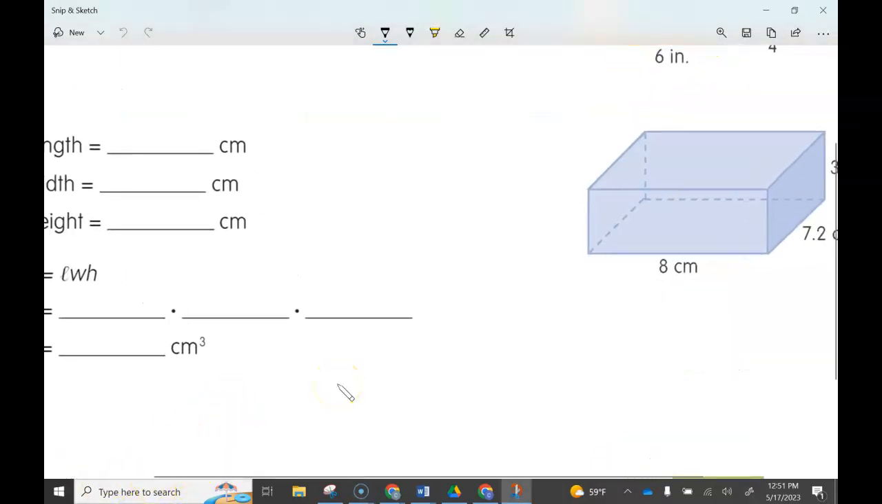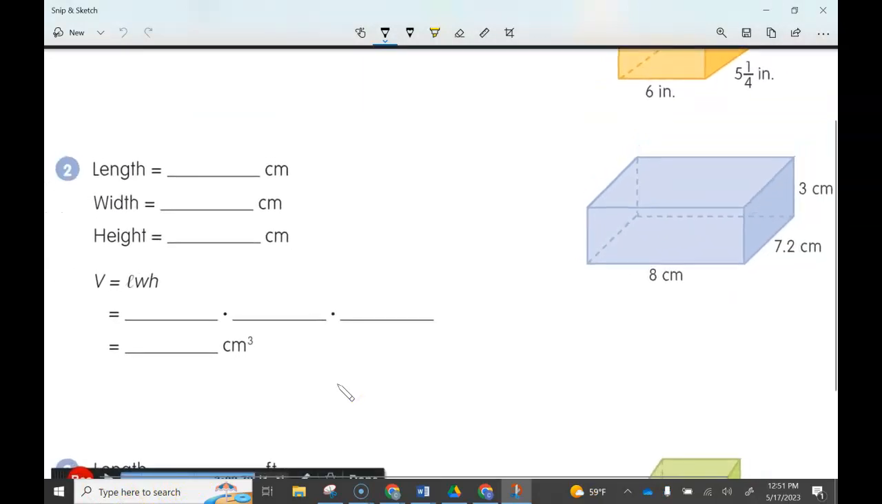So now we're going to take a look at number 2 here on page 240. And what we can see is we have the length, the width, and the height. Now this is in centimeters. Okay, so we can see the length for this is going to be 8. The width, you can see from the front to the back, is going to be 7 2/10 centimeters. So we'll write that in there. And then the height, 3 centimeters.